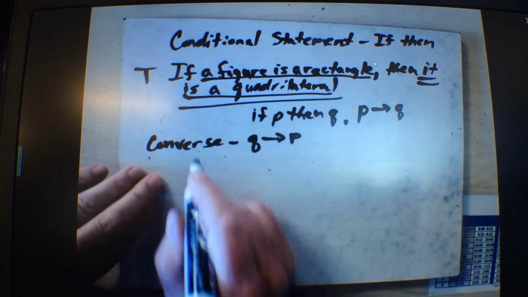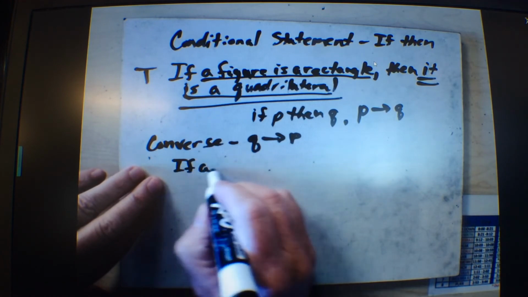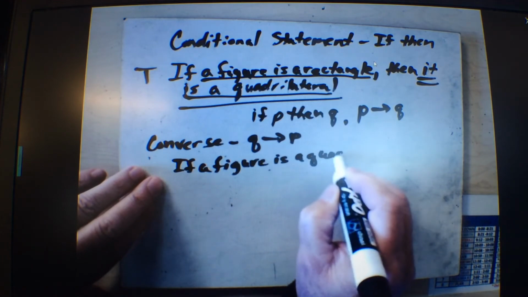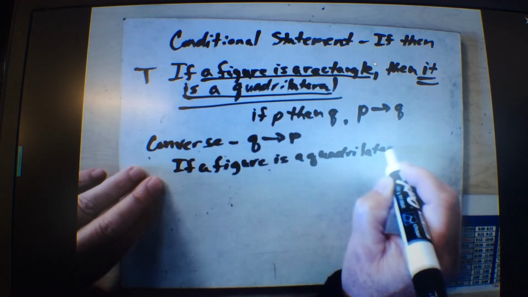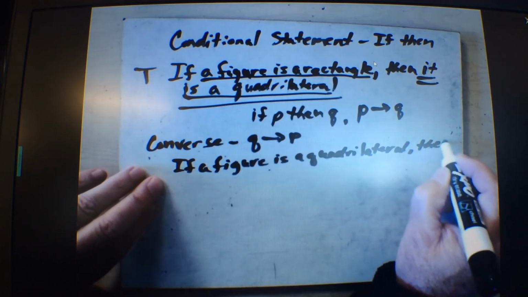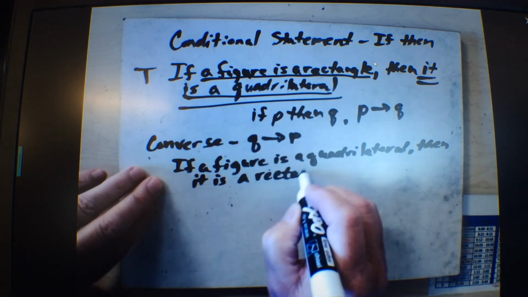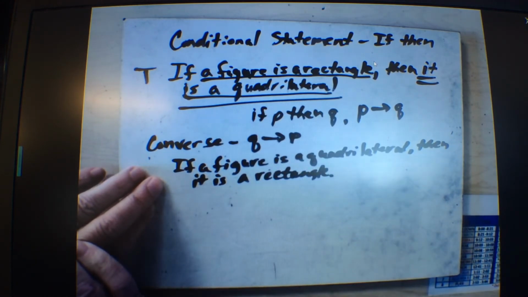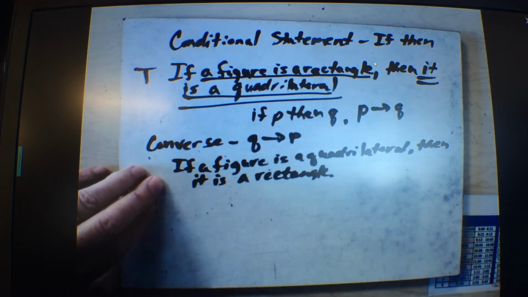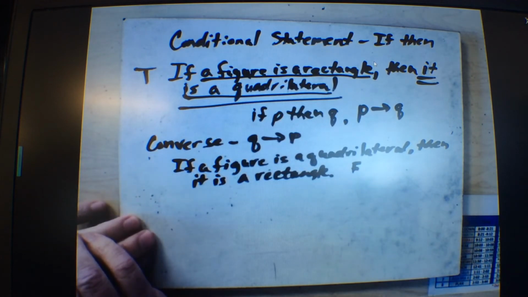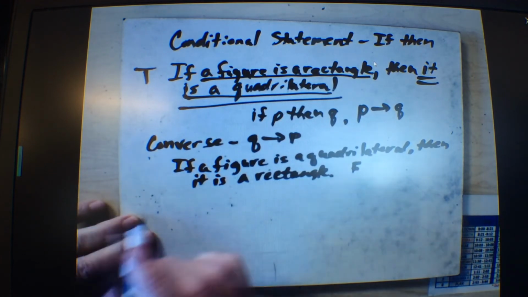So the converse of this is if a figure is a quadrilateral, then it is a rectangle. All right? I flip the hypothesis and the conclusion, don't I? I flip the hypothesis and conclusion. And so this is actually false, isn't it?